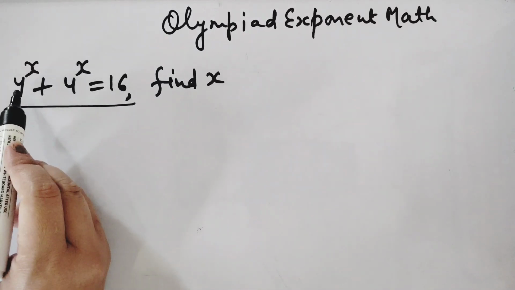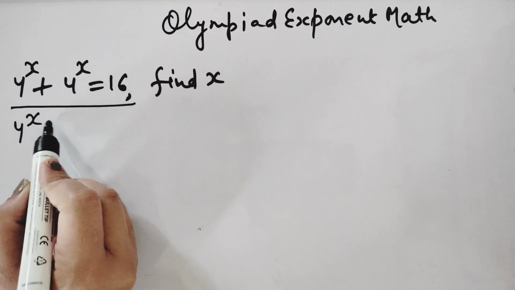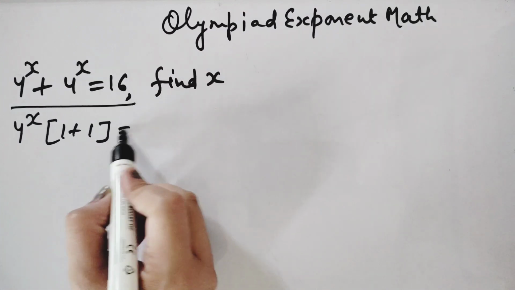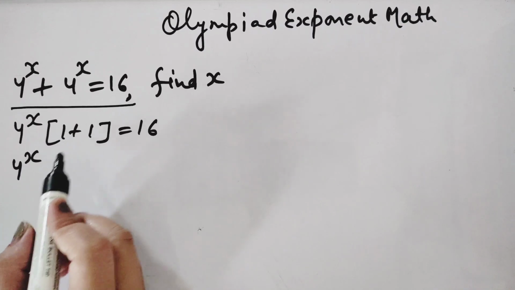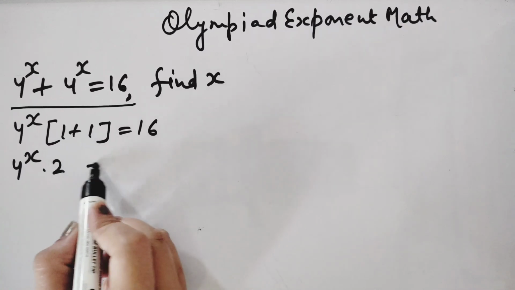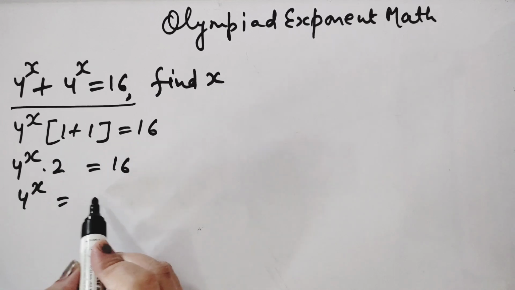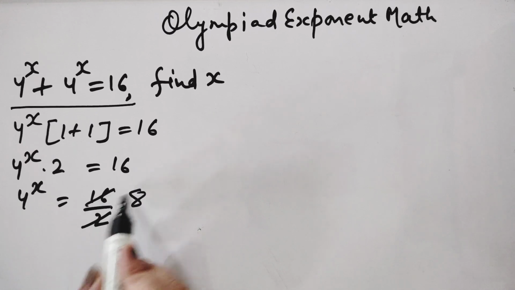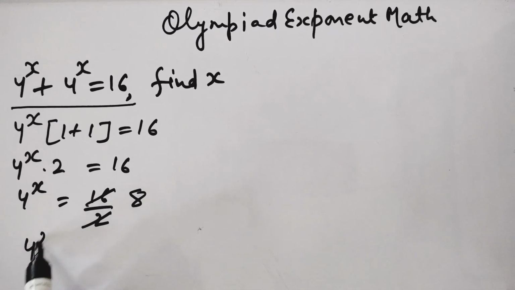You can see 4^x and 4^x, they both are the same, so can we take out 4^x common? Inside is 1 plus 1, equals 16. So 4 raised to the power x times 1 plus 1, which is 2, equals 16. Now this 2 goes to the right hand side, so it will become 8. 16 divided by 2 is 8, so 4 raised to the power x equals 8.